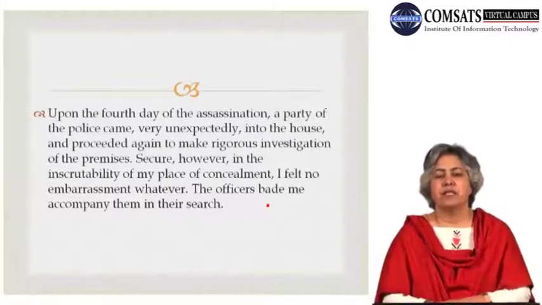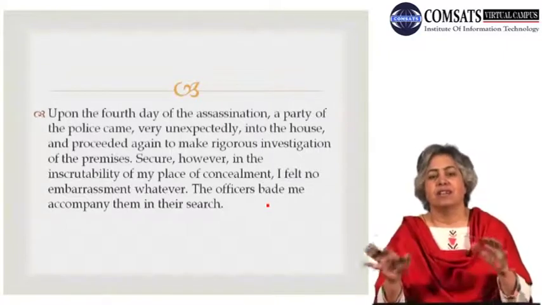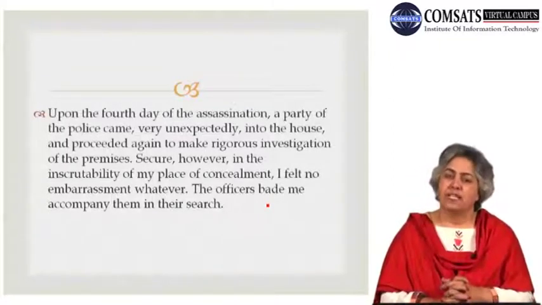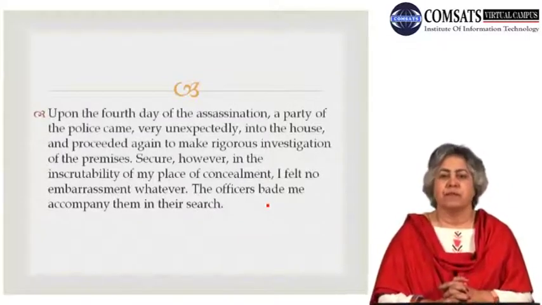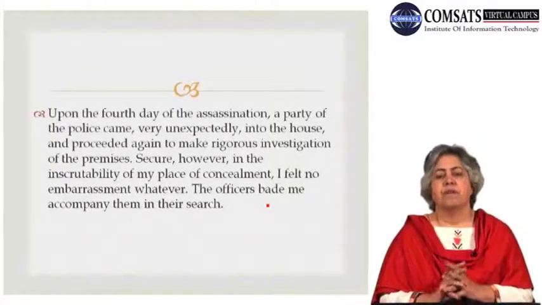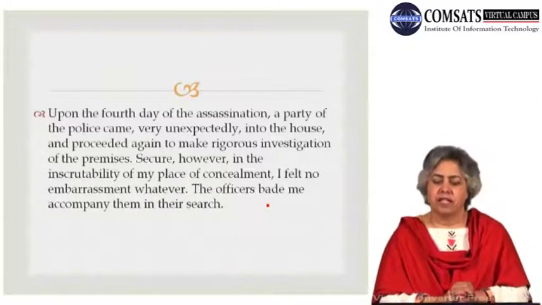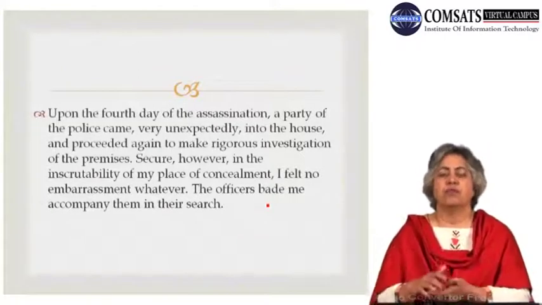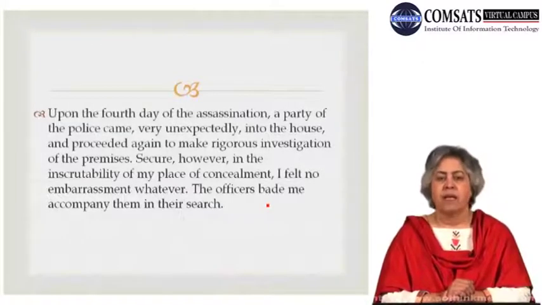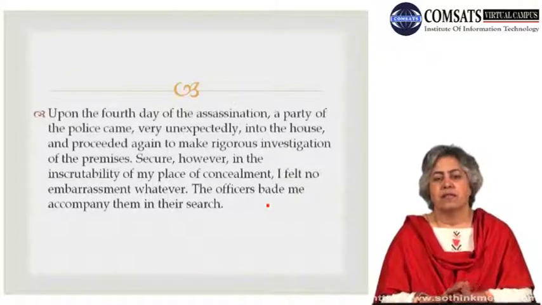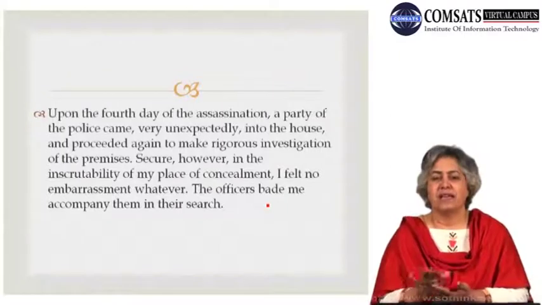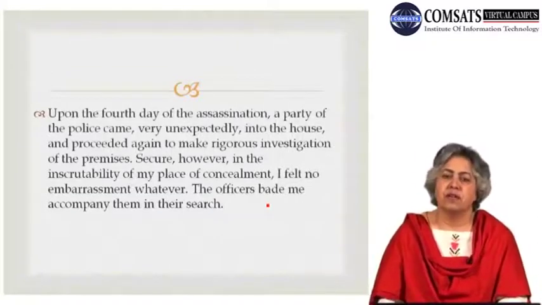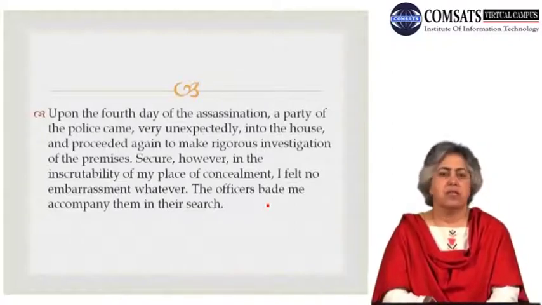Now, meantime, there have been inquiries, but he gives answers which are accepted, or which he thinks are accepted, as an explanation of where his wife is. But on the fourth day, what happens is that a party of the police comes up very unexpectedly. They come into the house and they start making an investigation, saying, okay, where was your wife? Who did she go with? Do you know what time she left the house, etc., etc.? And because he knows that his deed is well hidden, he becomes overconfident. And when the officers want him to accompany them in their search, he goes down into the cellar.